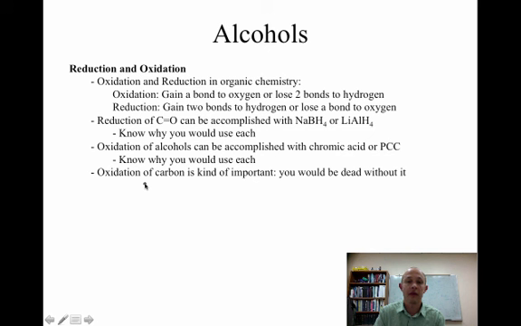Oxidation of carbon is kind of important. We'll talk about this more in class. The energy that you get to live comes from oxidation of carbon-containing compounds.